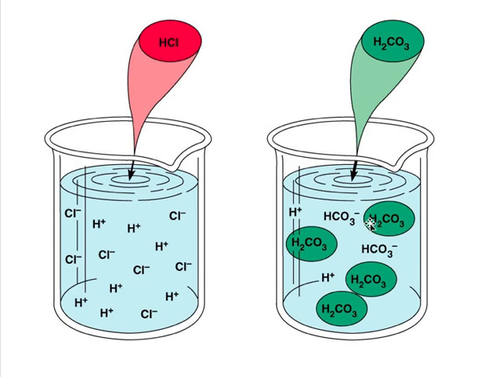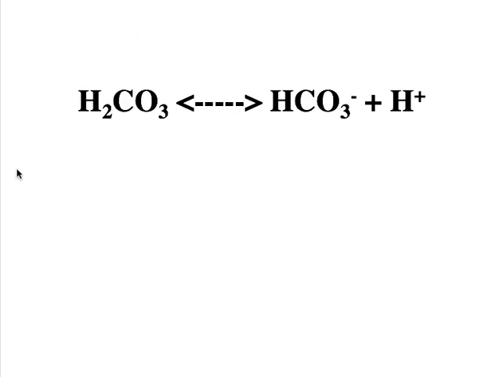Additionally, this is a reversible condition. In other words, the carbonic acid can dissociate into bicarbonate ion and hydrogen ions, or the hydrogen ions and bicarbonate ions can be placed back together into a carbonic acid substance. So when you're writing this equation, you must write it with a double-sided arrow.